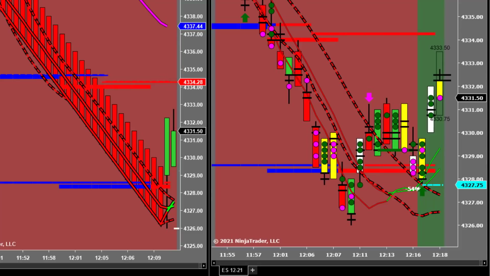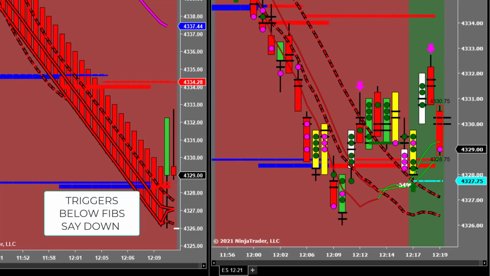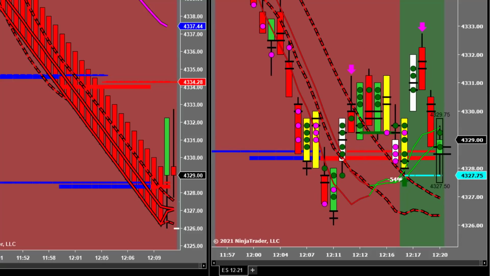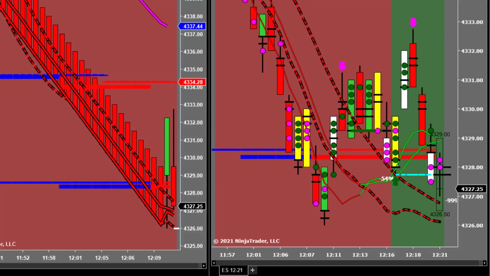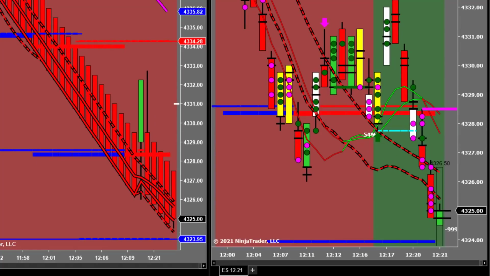You can see how clearly the small triggers rolling up told us that we should stop, at least, taking shorts for now. Probably. I'm not saying go long. The triggers are below the fibs, so we're not going long. The easy shorts are over. Well, unless we break through.